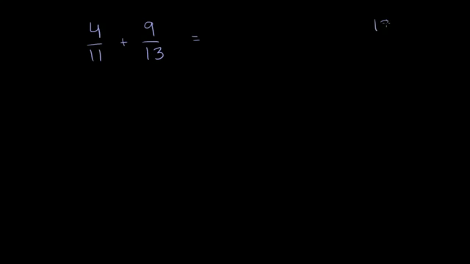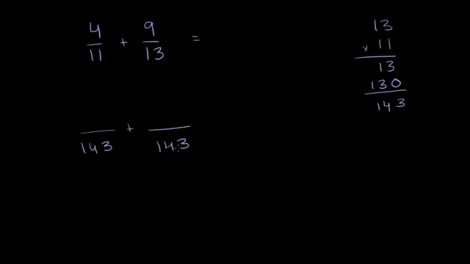So we could say 13 times 11. 13 times 1 is 13. 13 times another one is 13, or you could say 13 times 10 is 130. And we get 143. So that's going to be our common denominator. So I'll write it over here. So something over 143 plus something else over 143.